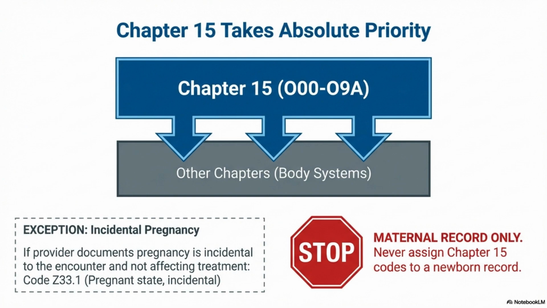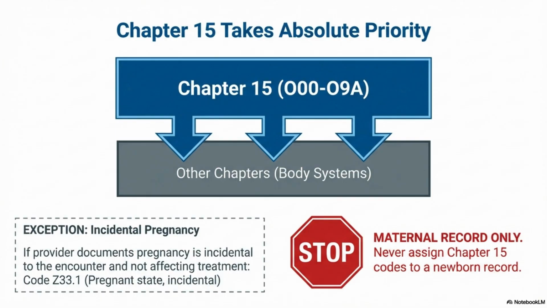Let's begin with one of the most important rules in obstetric coding. Chapter 15 takes priority over all other chapters. Anytime the provider documents that the patient is pregnant and the condition is affecting the pregnancy, your first instinct should be to look for a Chapter 15 code. These codes override body system chapters unless the provider clearly states that the pregnancy is incidental.